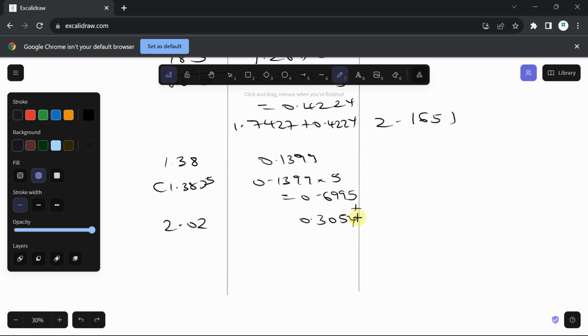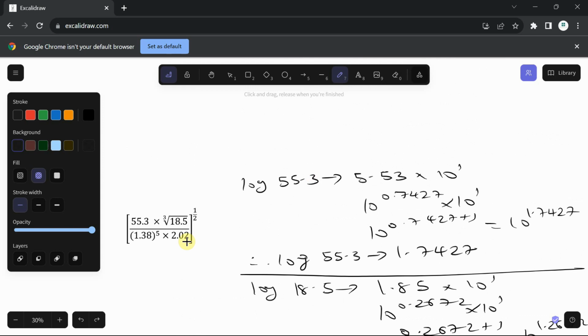I'll just add both of them together. 0.6995 plus 0.3054 gave me 1.0049. So I have the value.